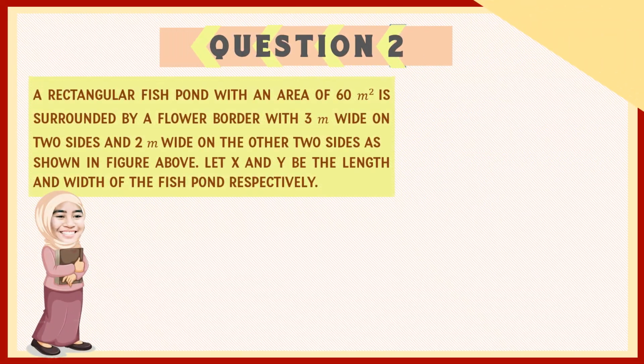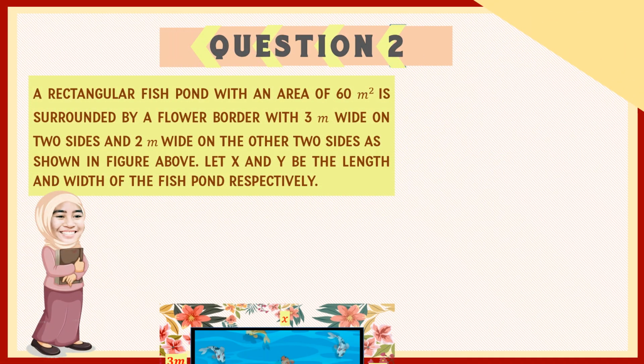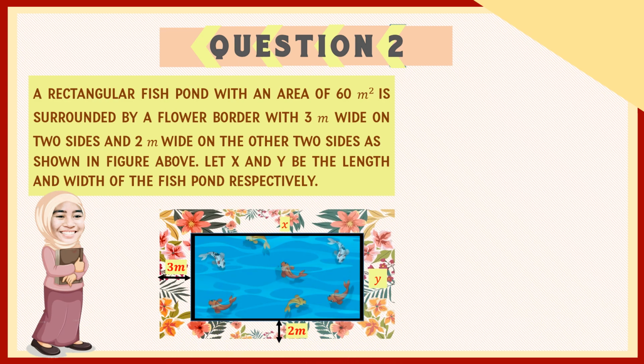Question 2. A rectangular fish pond with an area of 60 square meters is surrounded by a flower border 3 meters wide on two sides and 2 meters wide on the other two sides, as shown in the figure above. Let x and y be the length and width of the fish pond respectively.